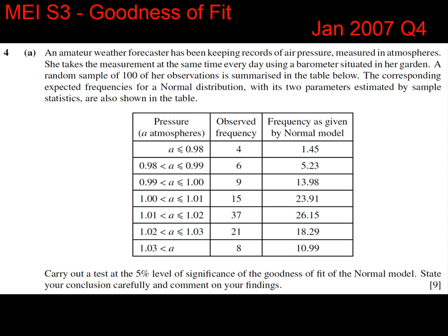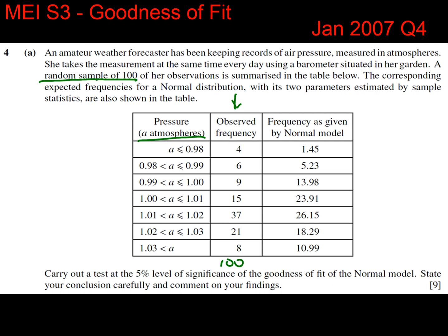An amateur weather forecaster has been keeping records of air pressure. Here's a table of air pressure. She measures each day with a barometer in atmospheres. A random sample of her observations is summarized in the table below. So there's 100 random observations. That looks right, doesn't it? Because our observed frequency, if we sum that up, yeah, that's going to be 100.